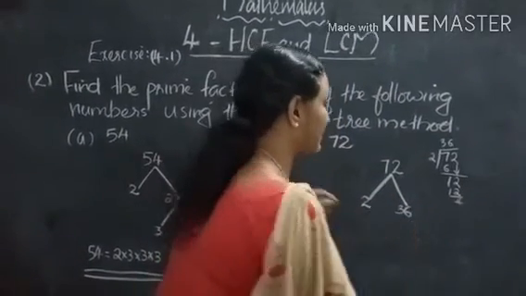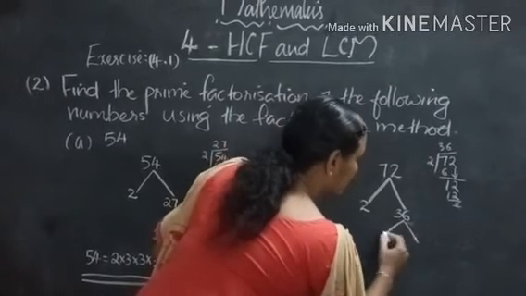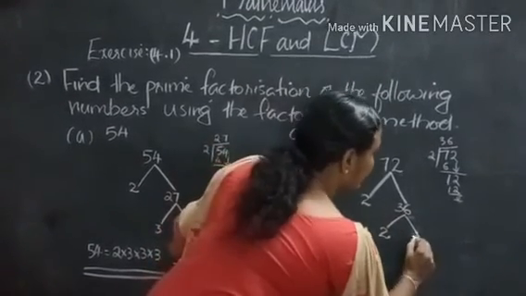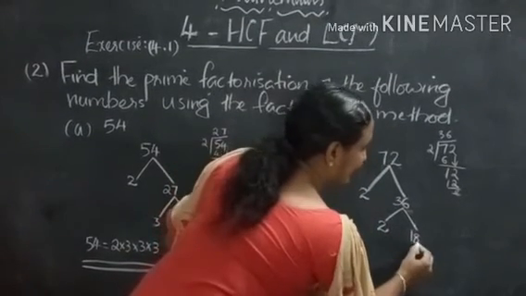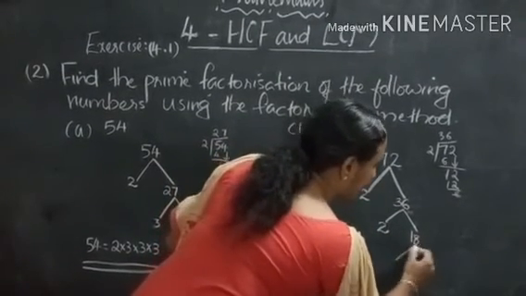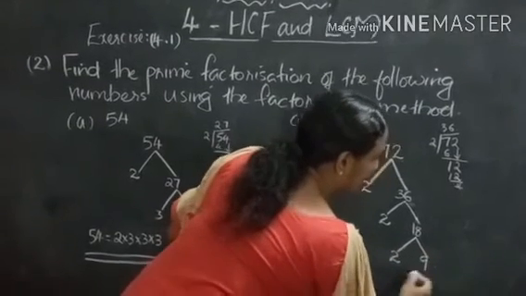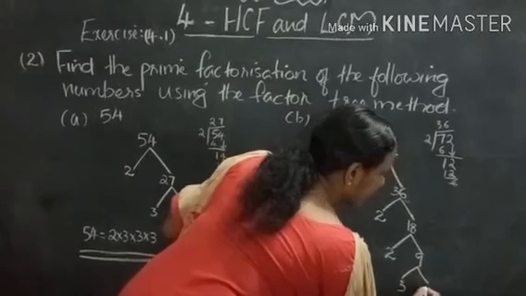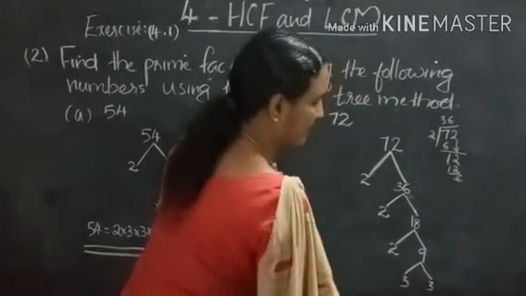36 is a composite number. Here it ends with 6. So we start with 2. How many 2s are in 36? 18 2s are 36. 18 ends with 8. Again even number. So 2. 9 2s are 18. It's an odd number. So we start with 3. 3 3s are 9. Here the last row shows the prime numbers.